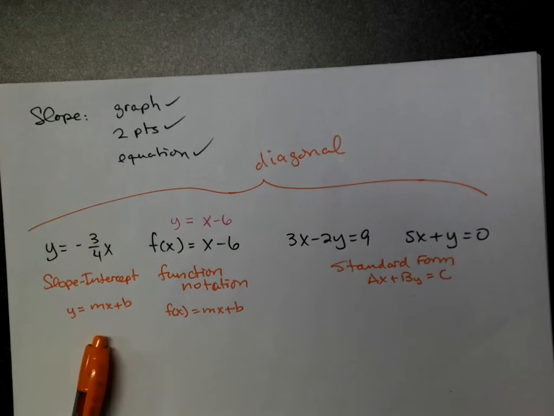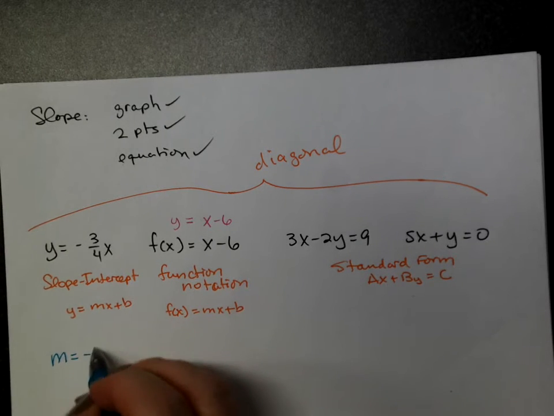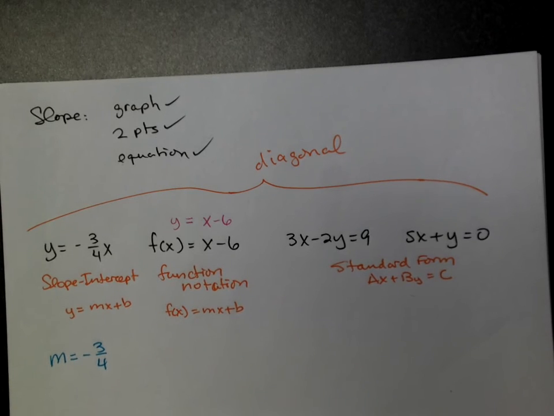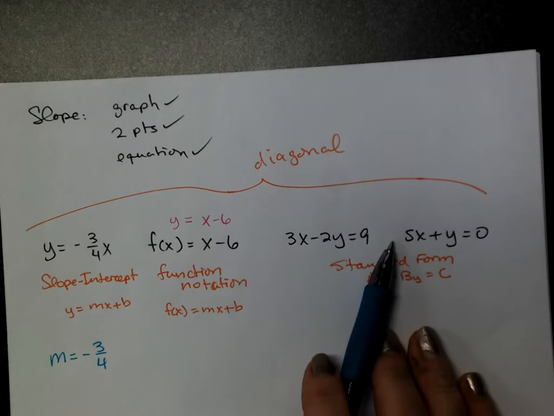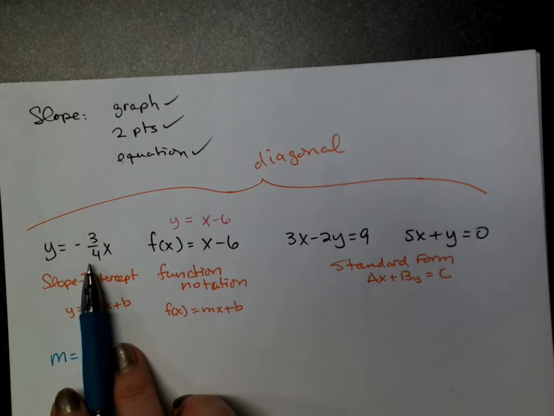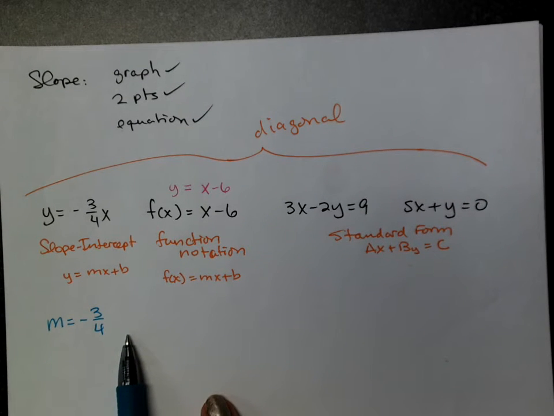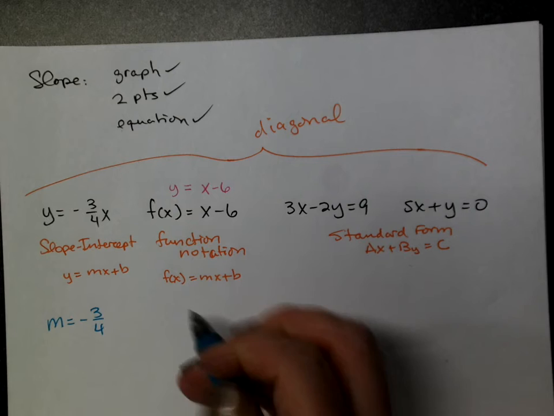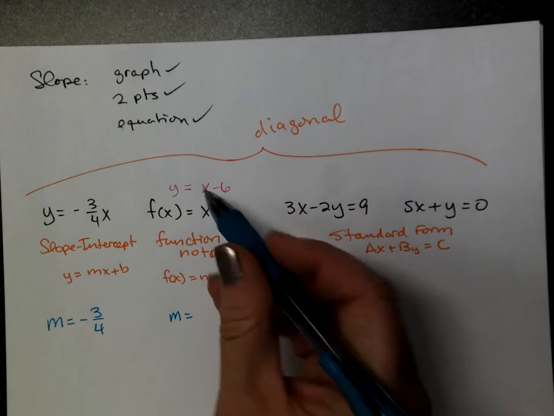So in slope-intercept form, what's our slope? The coefficient of x. No math. Don't get confused with standard form, where I said you flip the sign. No, that's for standard form. Slope-intercept form, there it is, the coefficient of x. No math needed. What's the slope of this one? 1. Coefficient of x, positive 1.